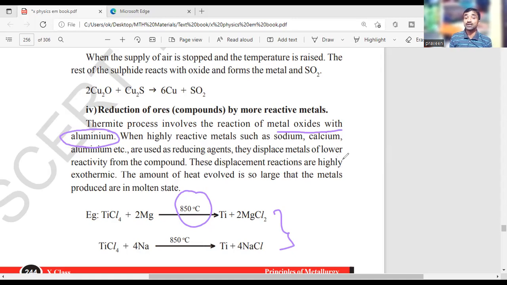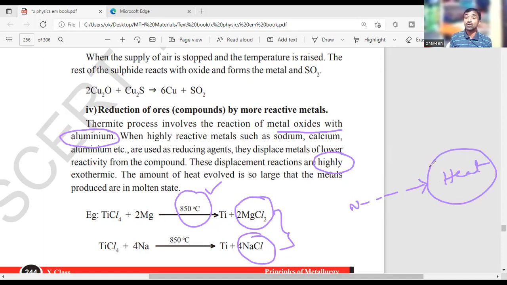They can displace lower reactive metals from their compounds. So these displacement reactions are highly exothermic reactions. In this process, you can produce heat energy, right? How can we produce heat energy, sir? Because you are supplying heat energy, that is actually an endothermic reaction. You are obtaining chlorides of highly reactive metals. If they react with other substances, they can produce heat energy again. So like this, you are producing the heat energy, not directly here.